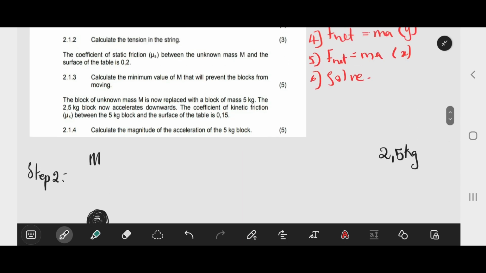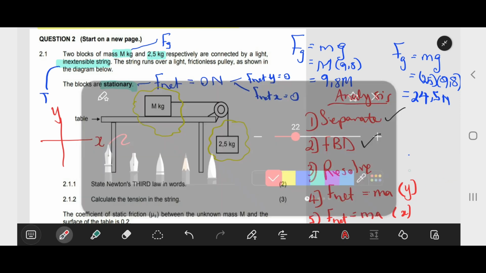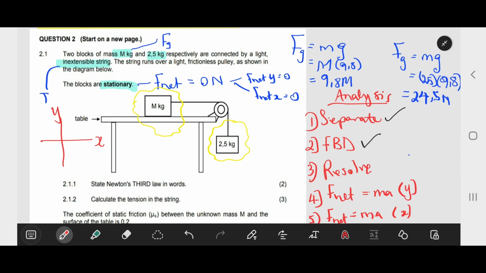If we look at mass m, it is stationary on top of a table. So this means between the table and the object there is friction. There is static friction because the object is not moving. And since we have a surface and the object is resting on the surface, we must have a reaction force from the table, which is our normal force.